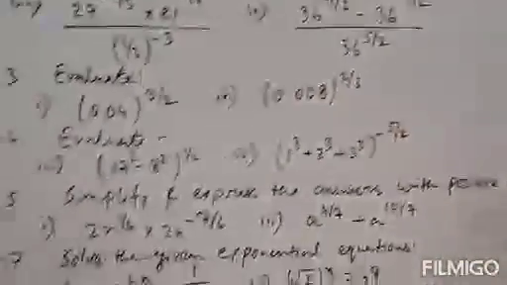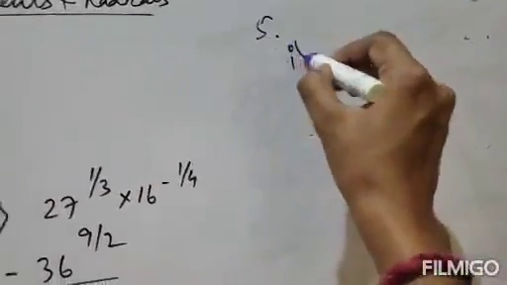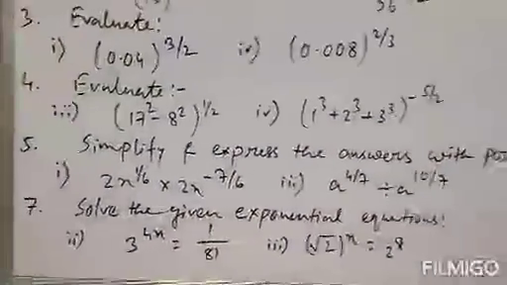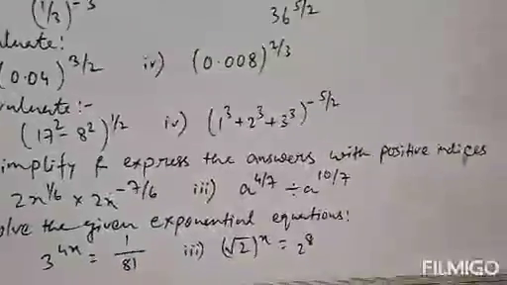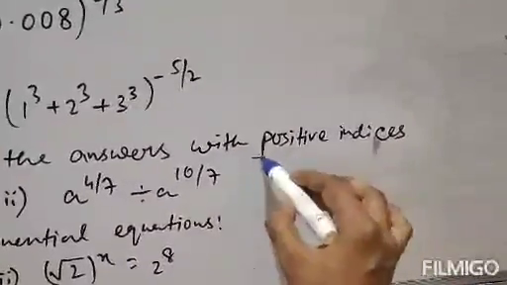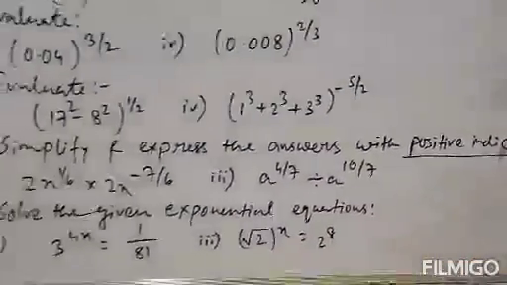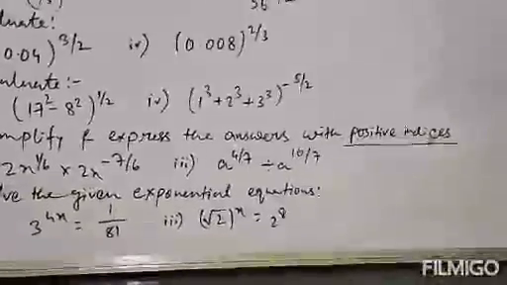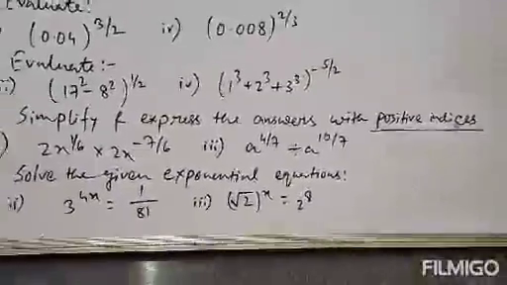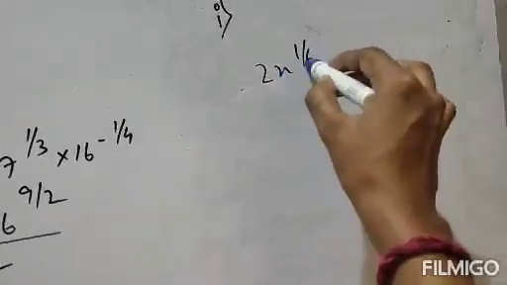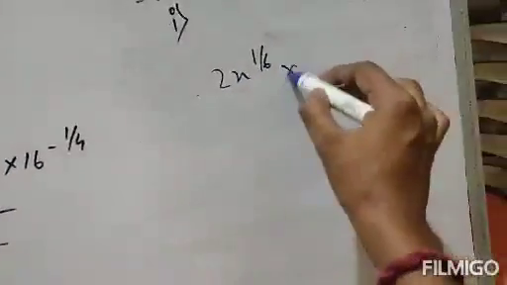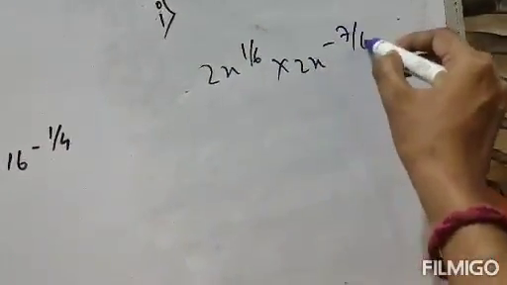Next question number 5.1. It says that simplify and express the answers with positive indices. So just note this word carefully, positive indices. That means we have to simplify and also express the answer with positive indices. So first question is 2x to the power 1 by 6 into 2x to the power minus 7 by 6.